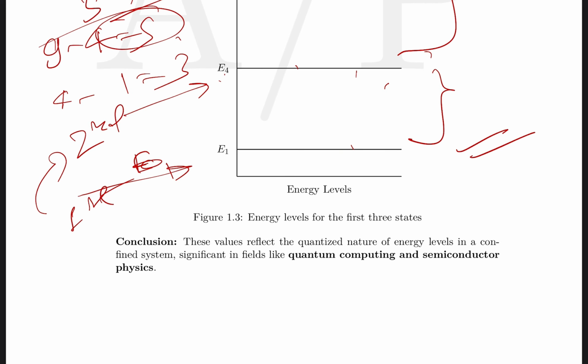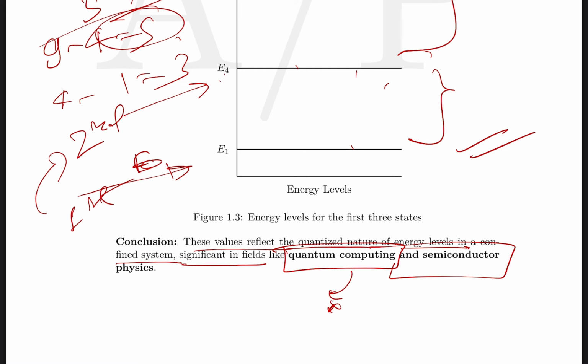Now let's move to the conclusion part. These values reflect the quantized nature of energy levels in a confined system, significant in fields like quantum computing and semiconductor physics. So the concept of this energy level quantization is used in quantum computing, as well as in semiconductor physics.